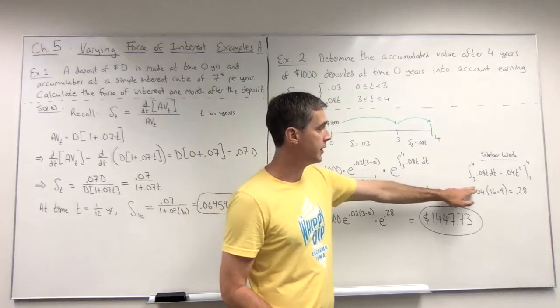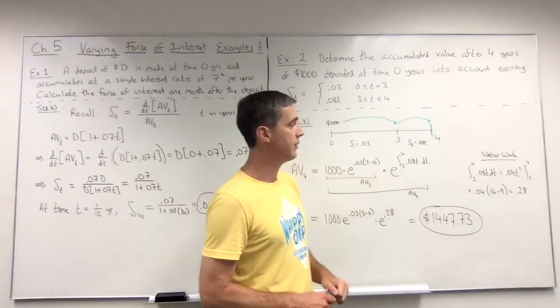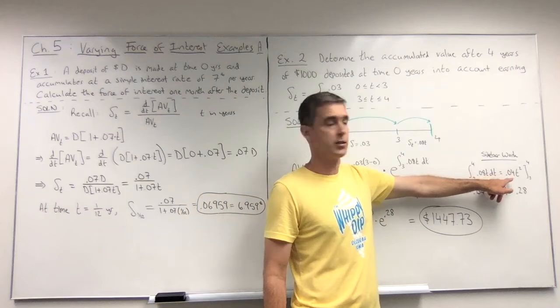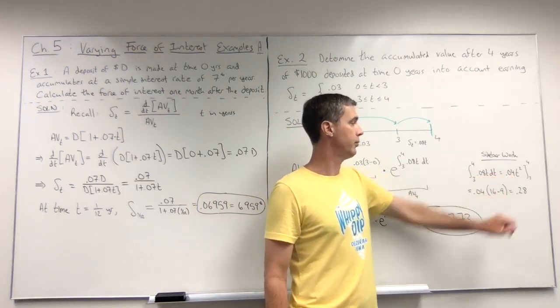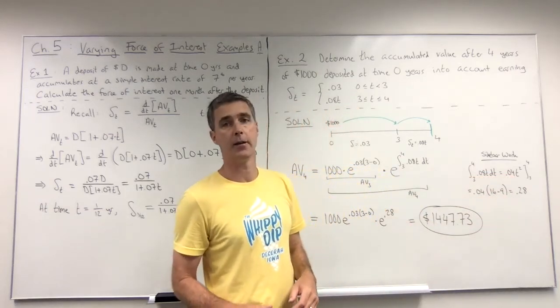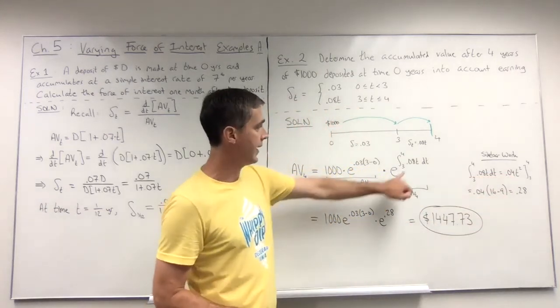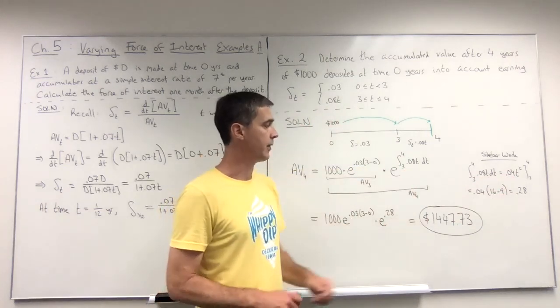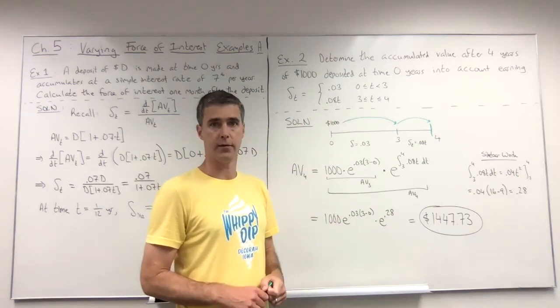Sidebar work off to here. I'm going to crank out that definite integral. The antiderivative of 0.08 t is 0.04 t squared. Plugging in 4 and 3 into the t squareds gives me a value of 0.28. So that exponent is actually 0.28, and that cranks out to $1,447.73.